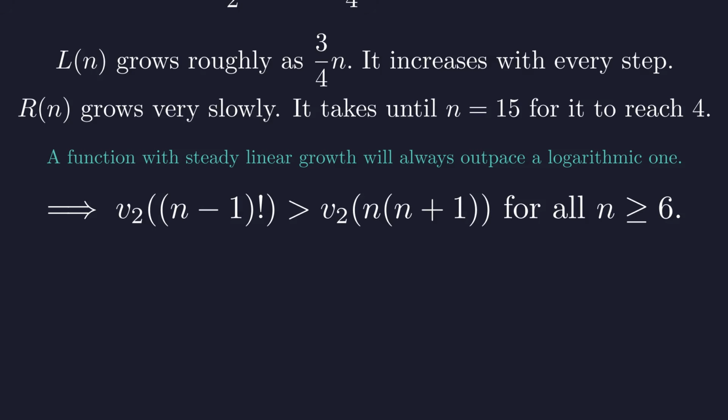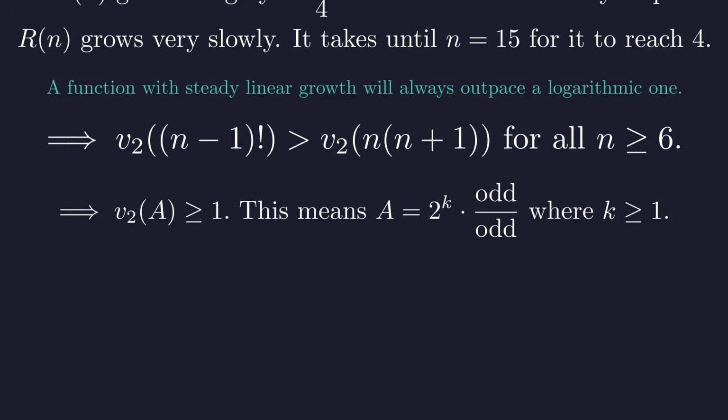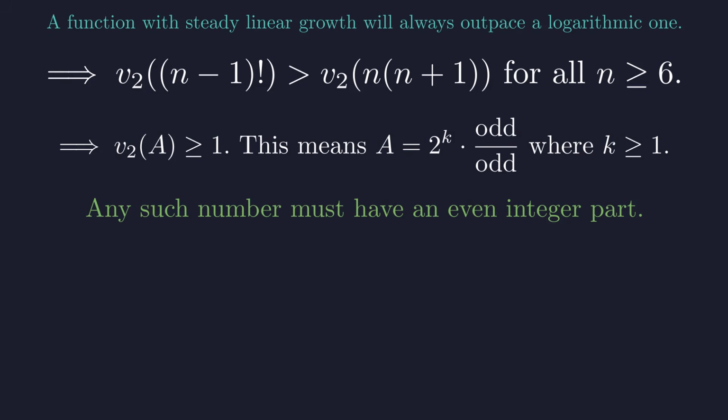Linear growth always wins against logarithmic growth in the long run. And there we have it. We've shown that for all n at least 6, the numerator has more factors of 2 than the denominator. What this means is that our fraction has at least one factor of 2 that we can pull out. So it looks like 2 to some positive power times a fraction of odd numbers. That wraps up the case for large n.